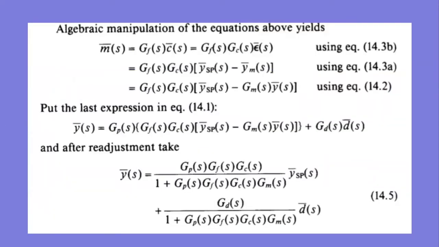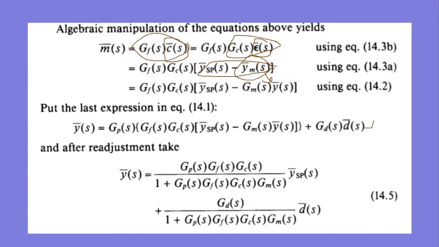So this is the algebraic manipulation of the previous equation. MS is equal to GF CS. By expanding the CS, we will get this one. By further expansion of epsilon, we will get this one. And then by expanding the Y, we will get this one. So finally, we will get this equation. After rearrangement, we will get this equation.